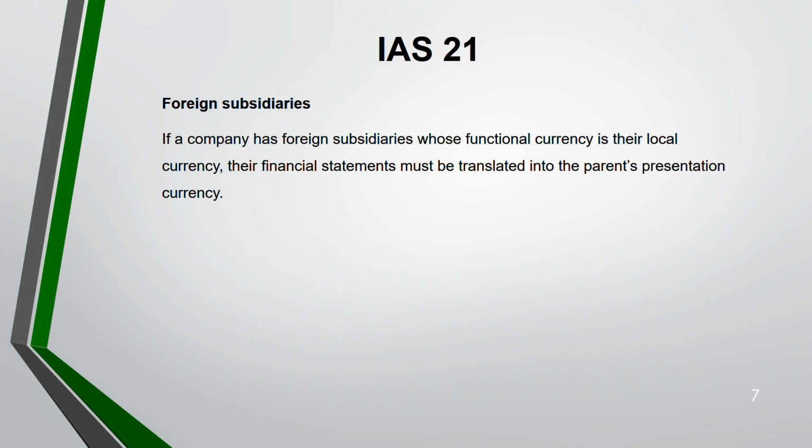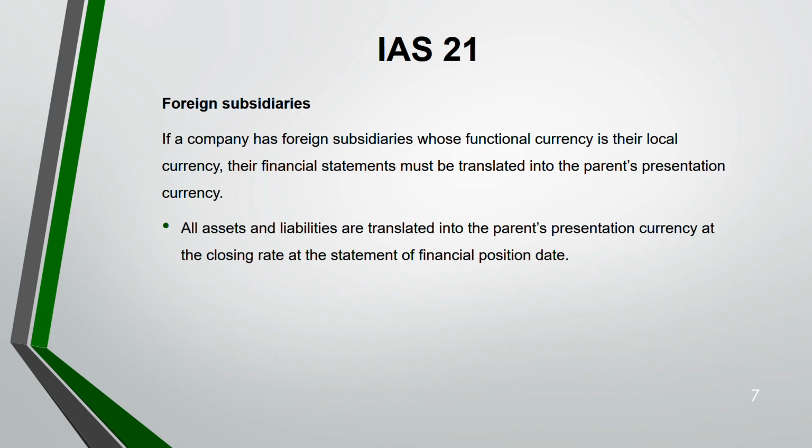Now, if a company has a foreign subsidiary whose functional currency is their local currency, then the financial statements have to be translated into the parent's presentation currency. Remember, a foreign subsidiary cannot keep their accounts in their currency. It has to be translated into the parent's presentation currency, because at the end you have to consolidate, and the currency has to be the same when you're consolidating. So all assets and liabilities will be translated into the parent's presentation currency at the closing date.